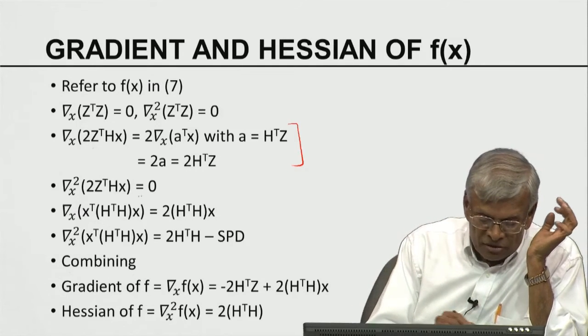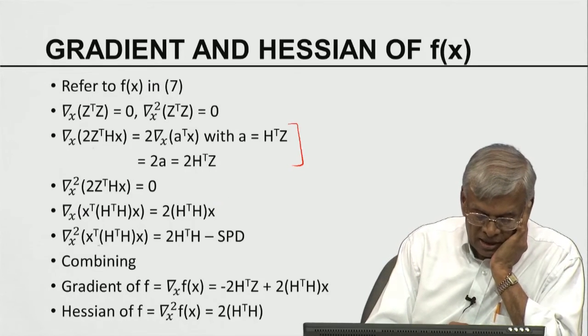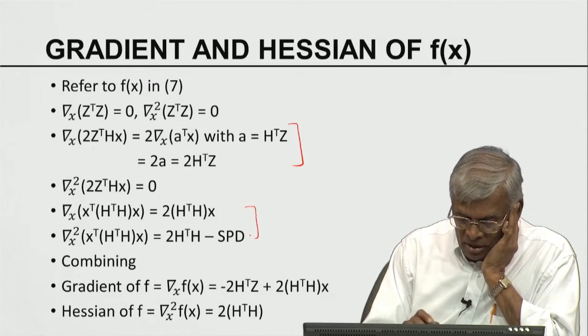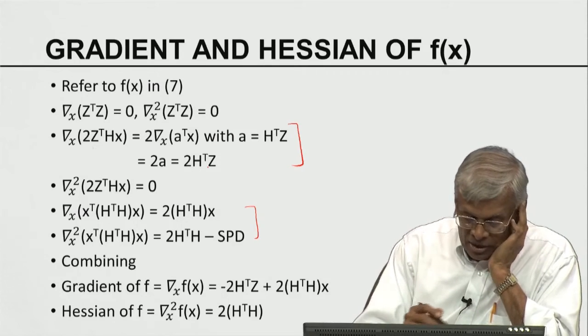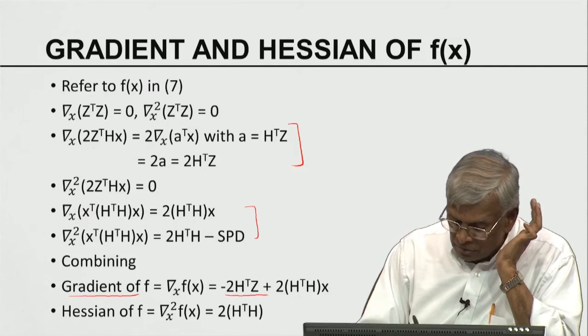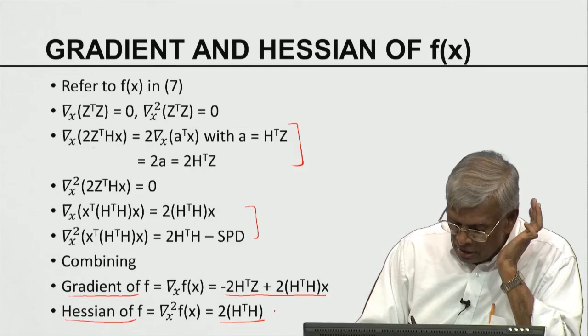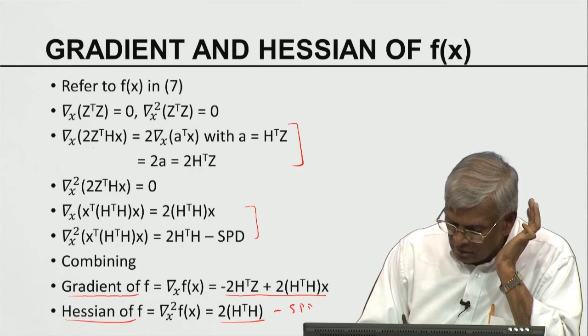The second derivative of this term is 0. The first derivative of the quadratic form is this. The second derivative of the quadratic form is also this. If you combine all these results term by term, I get the gradient of h equal to this term. I get the Hessian of h to be this. The Hessian is already symmetric and positive definite.